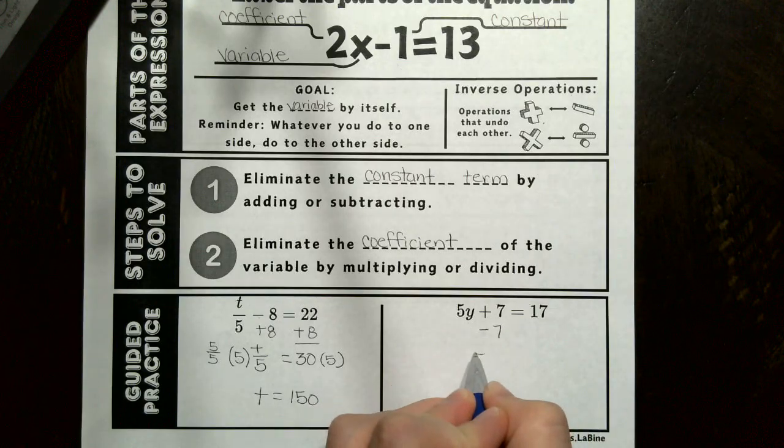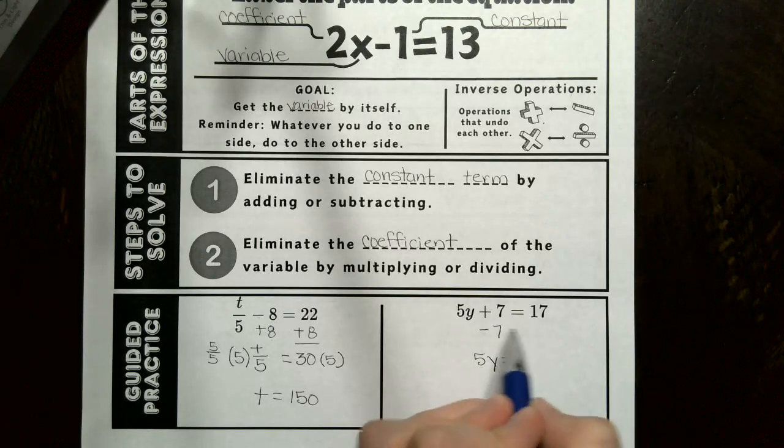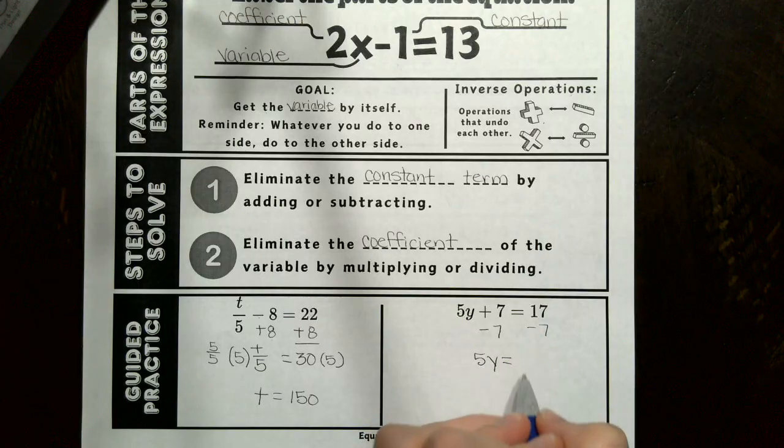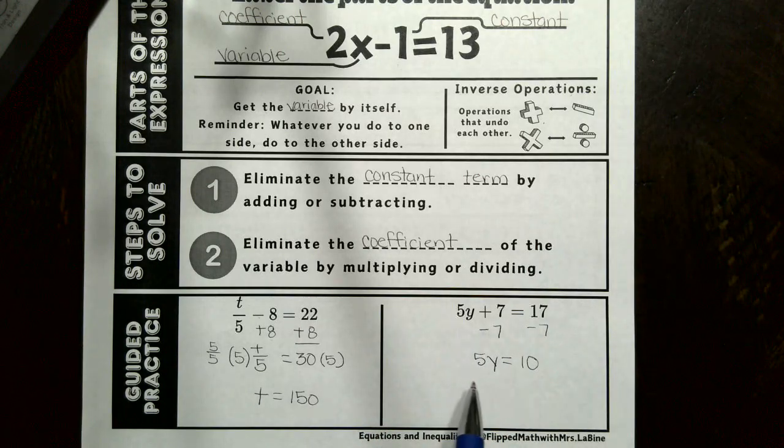So that's going to leave me with 5y on this side. But whatever I do to this side, I must do to this side. So 17 minus 7 becomes 10. And now I'm left with 5y equals 10.